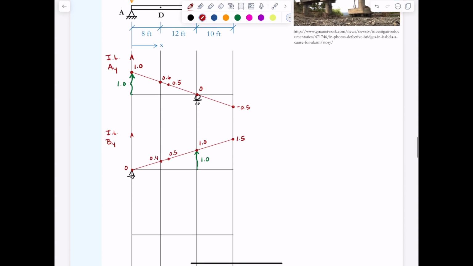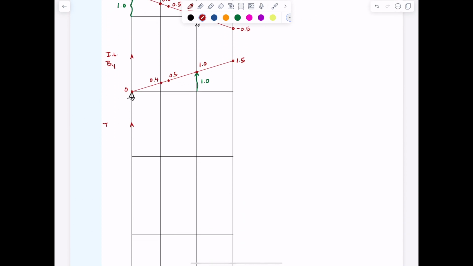For the next part, it's going to be a little bit more difficult to envision. For the influence line for the moment at B, I need to come into point B and put in a hinge. Here I'm just going to sketch this in and draw this. I want you to imagine this beam is solid.